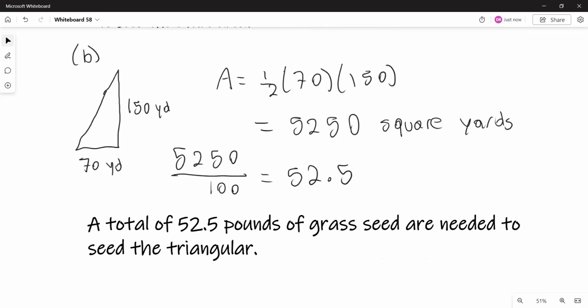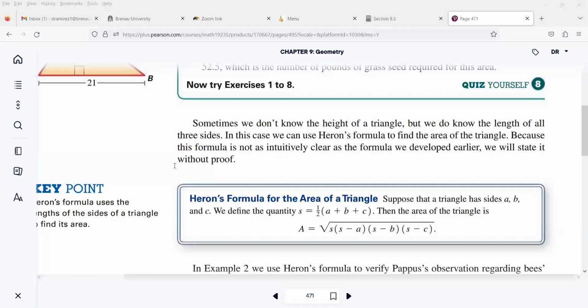Okay, so that's it. That's regarding the area of a parallelogram and the area of a triangle. But here's the thing. Sometimes we don't know the height of a triangle. More often than not, we don't know the height, but we know the sides. We know the length of the sides. In this case, we can use Heron's formula to find the area of the triangle. Because the formula is not as intuitively clear as the formula we developed earlier, base times height, or 1/2 times base times height, we will state it without proof.